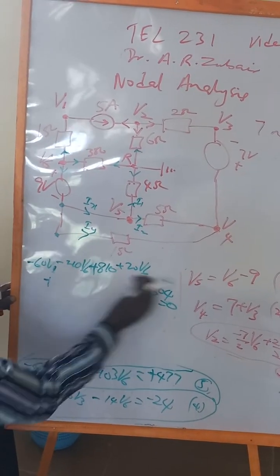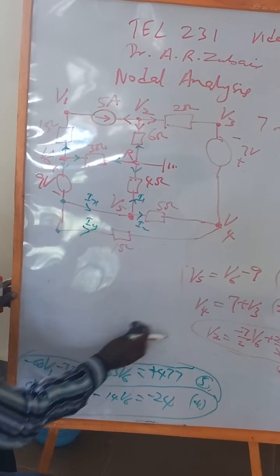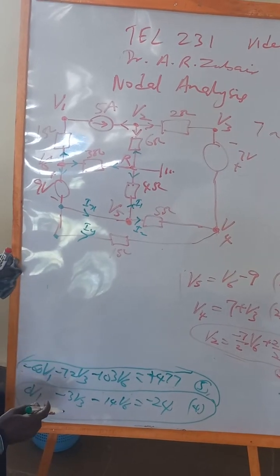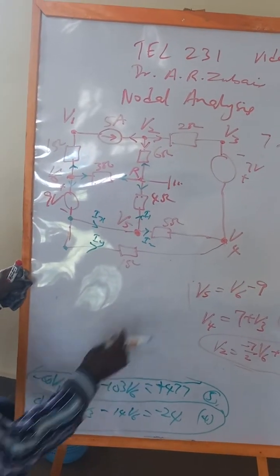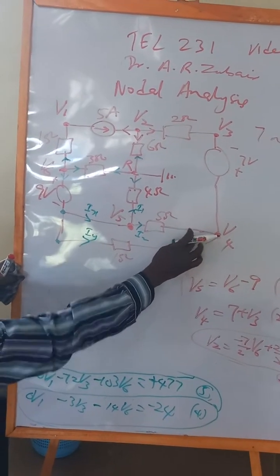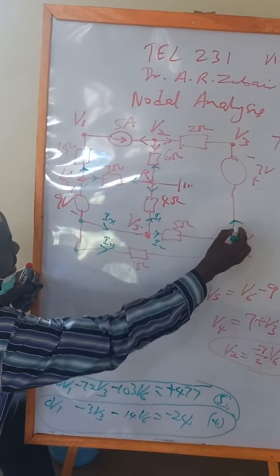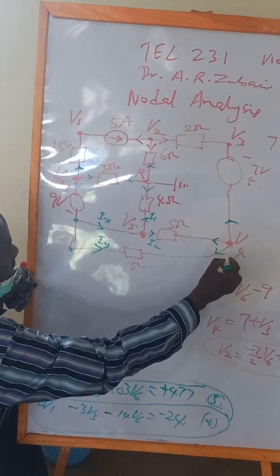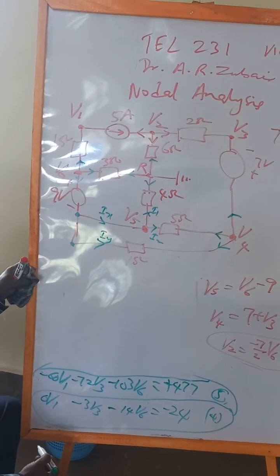Now, the next thing I'm to do is to take another junction. Can I take this junction? Let me take this junction. Let me say this current is going away, this current is going away, that current is going away.